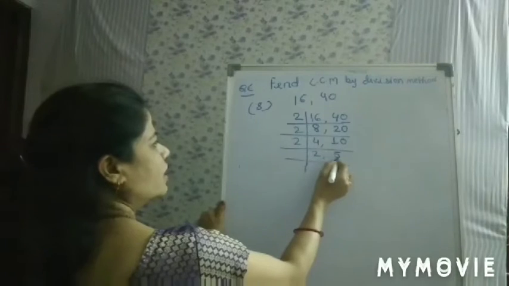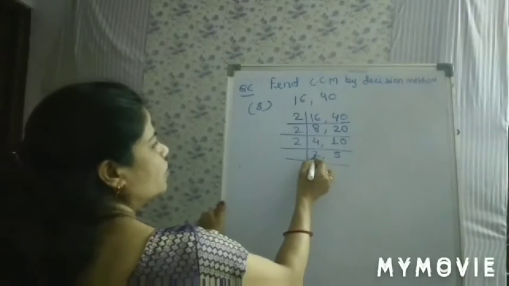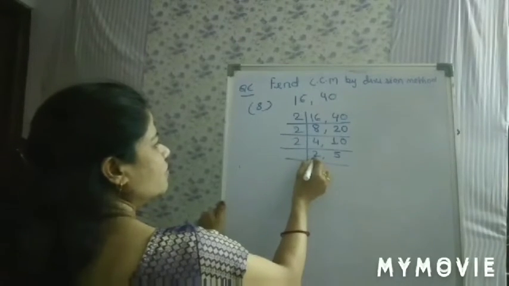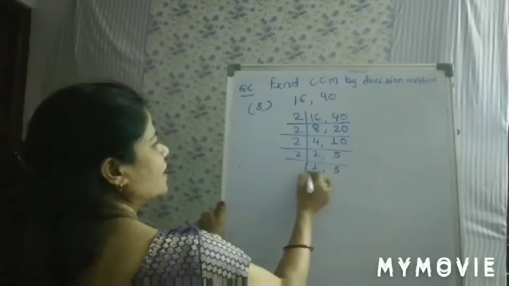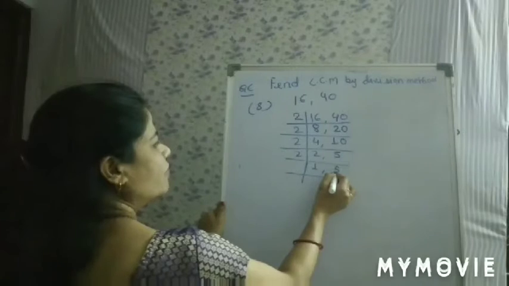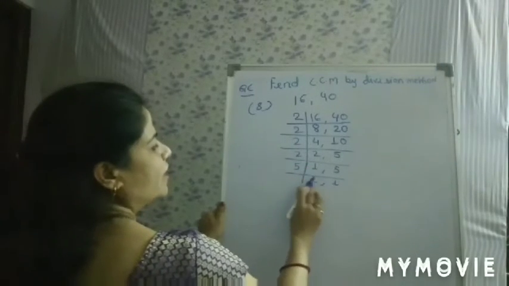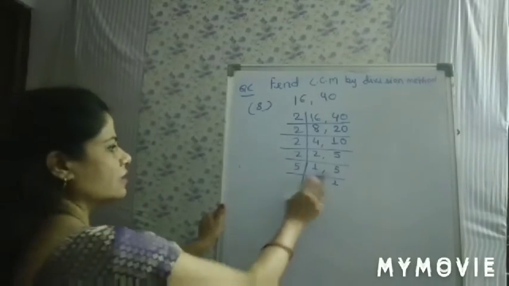Here we are getting 2 and 5. 2 is an even number, 5 is an odd number. So you have to take the smaller number. Here 2 is smaller than 5. So first we will divide 2. 2 ones are 2 and 5 as it is you have to write. In the next step we will divide 5. 5 ones are 5. See, here we are getting 1 1, which means we have to stop our process here.